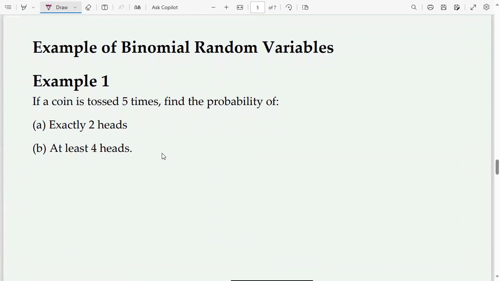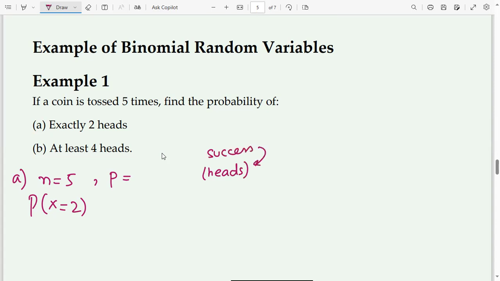If a coin is tossed 5 times, as soon as you get your total number of trials, you label it with n. Part A, find the probability that exactly 2 heads appear. तो x की वैल्यू 2 हो जाएगी by default. अब यहाँ पे प्रॉब्लम ये है p क्या हो. Since p is defined as number of heads, तो जो सक्सेस है वो लेबल हो रहा है as number of heads. तो probability of having a head in a coin is 1 by 2.